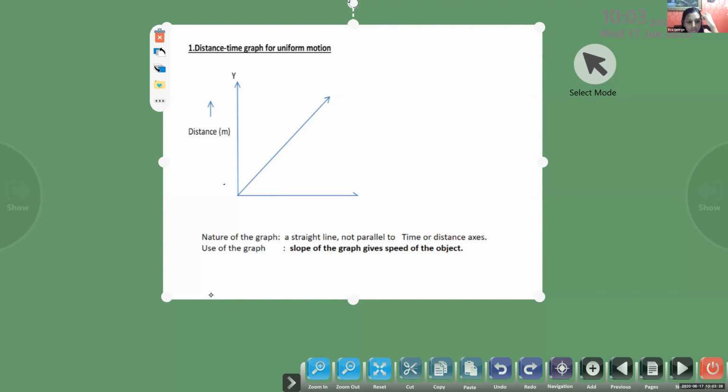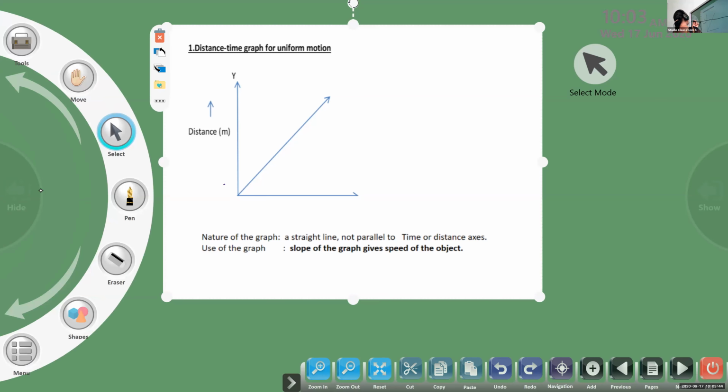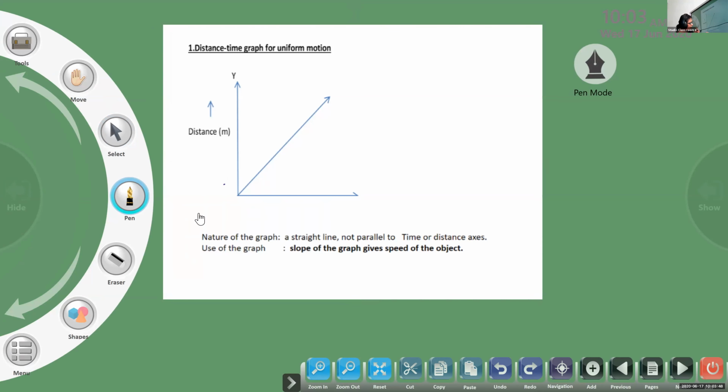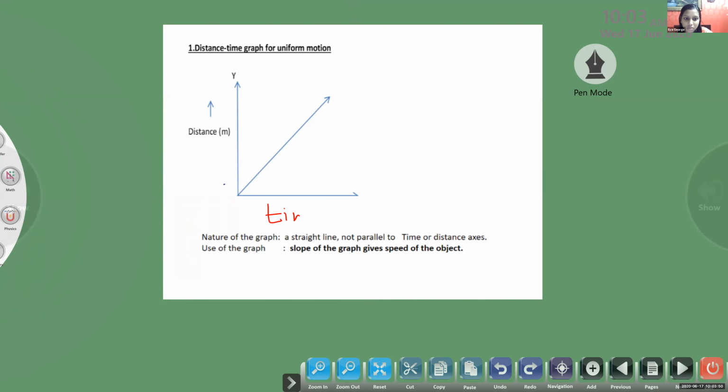Can you see? On the y-axis, it's just like your maths. You have learned graphs in maths. So the distance is on the y-axis and the time is on the x-axis. Here time is on the x-axis. I already sent it in the notes.